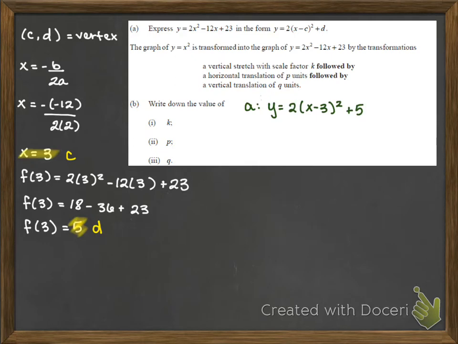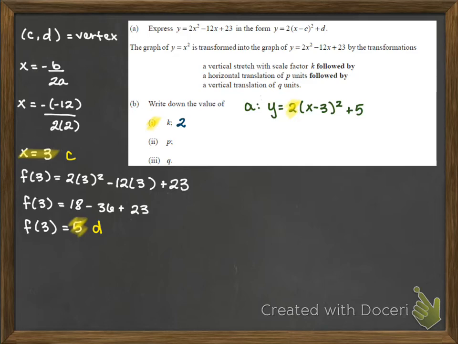So our equation for part A is y equals 2 times (x minus 3) squared plus 5. For part D, it wants us to find the values of k, p, and q. And it says that we have a vertical stretch with scale factor k. So vertical stretches, that value is the value in front of your parentheses in vertex form. So k is going to be 2.